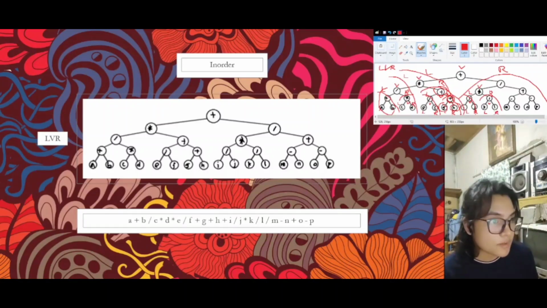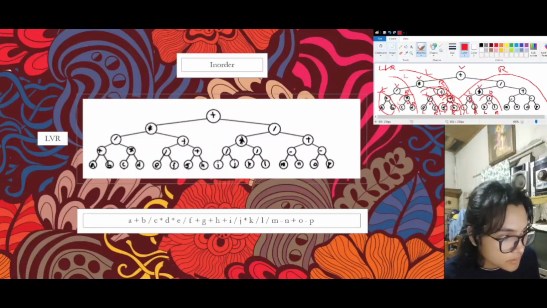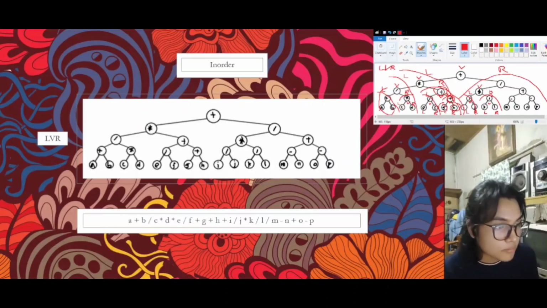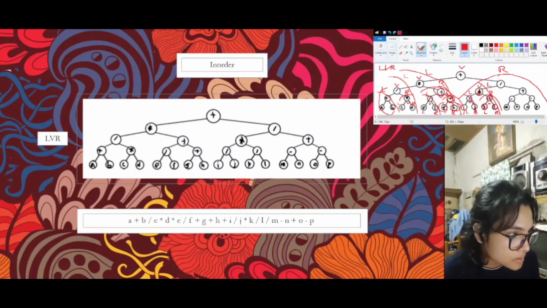So basically, we make the right our new LVR. In each of these patterns, we are always going to make the right the new LVR, especially if it has a lot of subtleties inside of it. So this is LVR. So after J and the multiplication sign, we're going to have K divided by L. This is going to be our new left, this our new V, and this is going to be our new R.